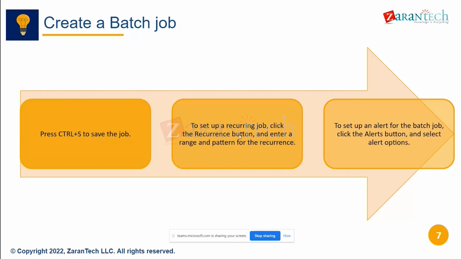And recurrence means whenever you schedule a job, only then will this recurrence option come. Whenever we are going to schedule a job, at that time I will explain this recurrence button. And alert is nothing but email alert. We can configure that email alert by using BODS inbuilt functions. So that is possible.